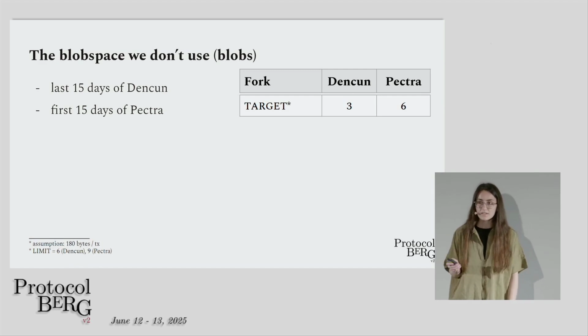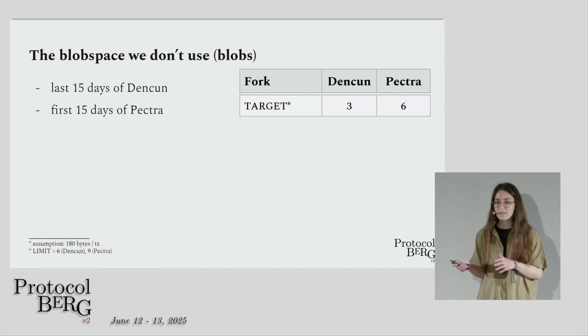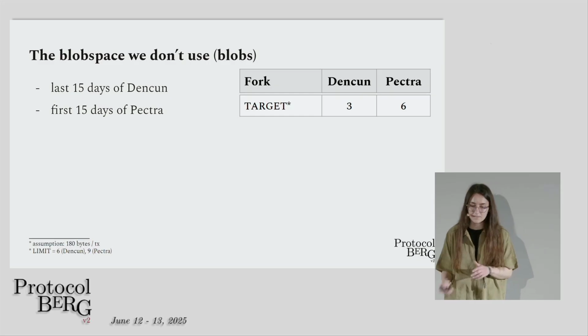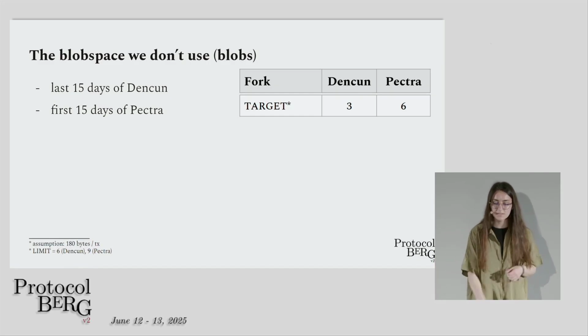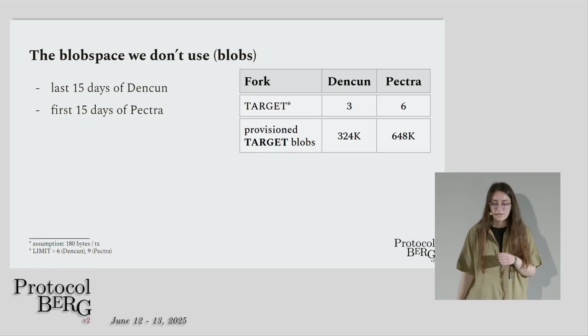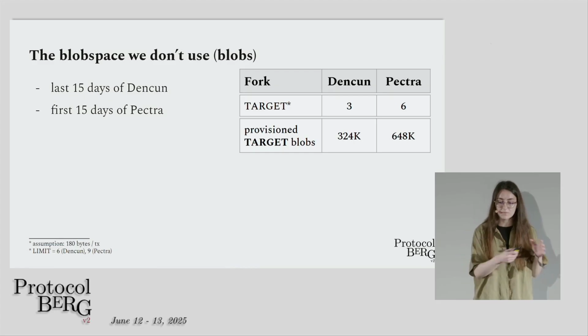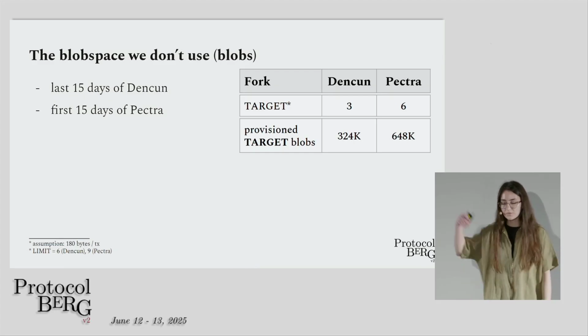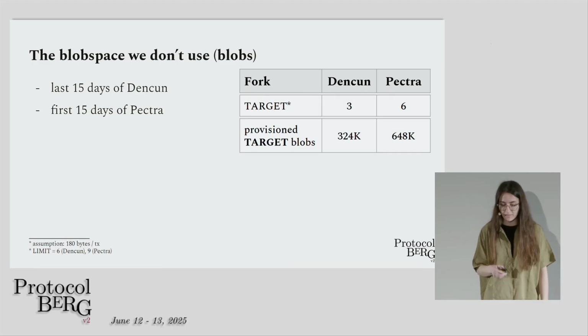Why do I use target? It is because target is where we reach market equilibrium, so the supply that Ethereum provides meets the demand of how much blob space rollups actually need. And the total provisioned blob space, so how many blobs we could have used in this time up to the target, of course there's more up to the limit, is around 300 for Danksharding and double of that for Pectra.